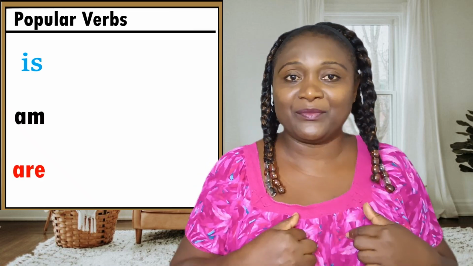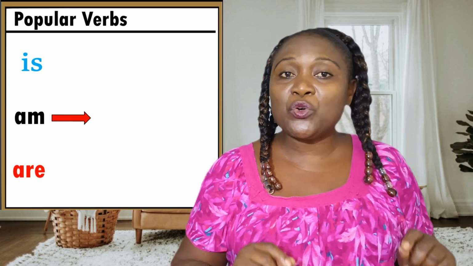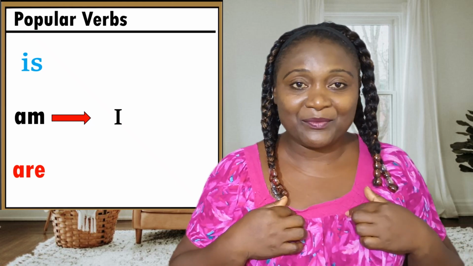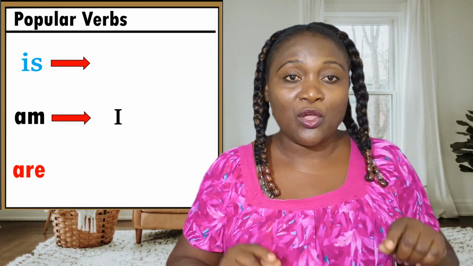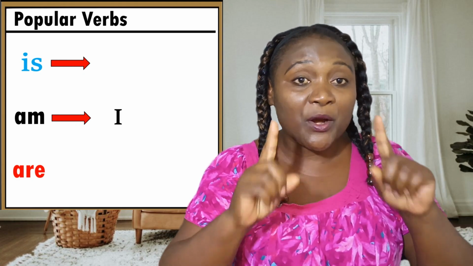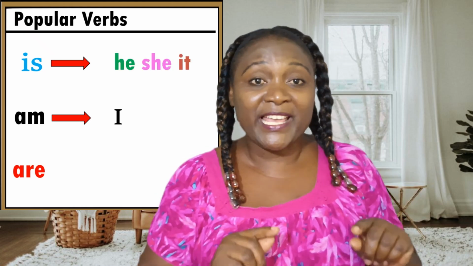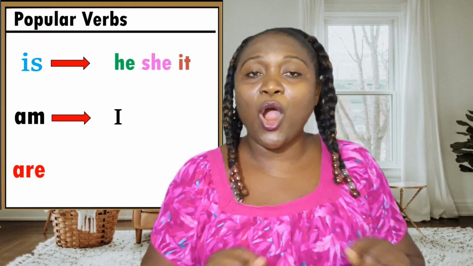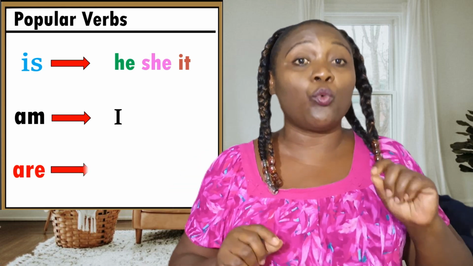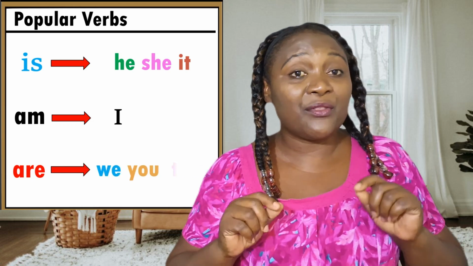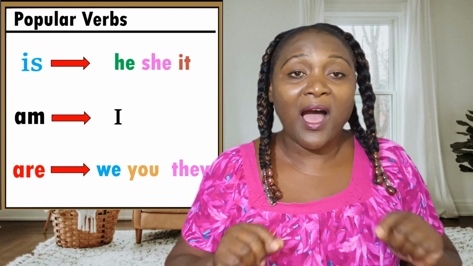I want you to remember that the verb am is only used with the subject pronoun I. The verb is is used with singular nouns when you're referring to one person, item, or thing. The subject pronouns he, she, and it are only used with the singular verb is. The subject pronouns we, you, and they are used with the plural verb are.